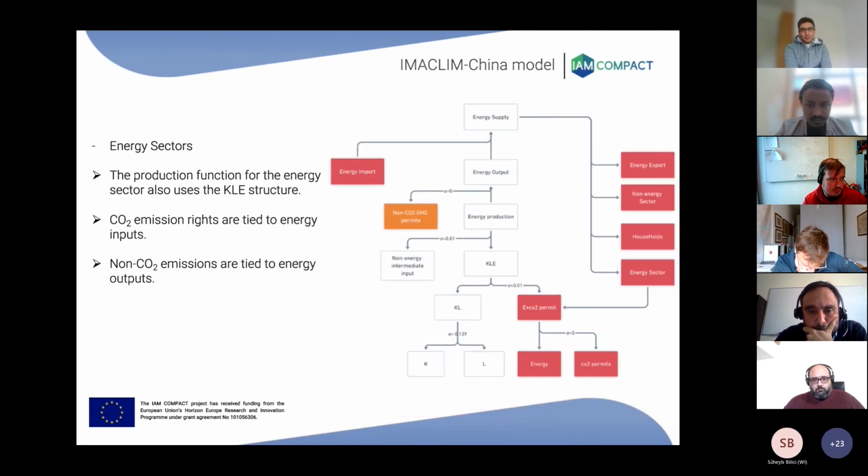Similar to non-energy sectors, the energy sectors in the IMACLIM-China model share a similar CES production function and use the KLE structure. The CO2 emissions are tied to the energy inputs, and non-CO2 emissions are tied to the energy output.